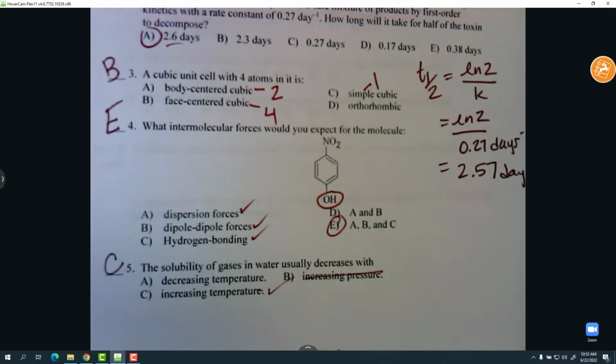Think about it like a soda, right? More carbon dioxide dissolves when it's cold. So decreasing the temperature would increase the solubility. That's different than a solid. Usually we would heat something up if we want more sugar to dissolve, but for gases it's opposite. All right, so there's page 1.